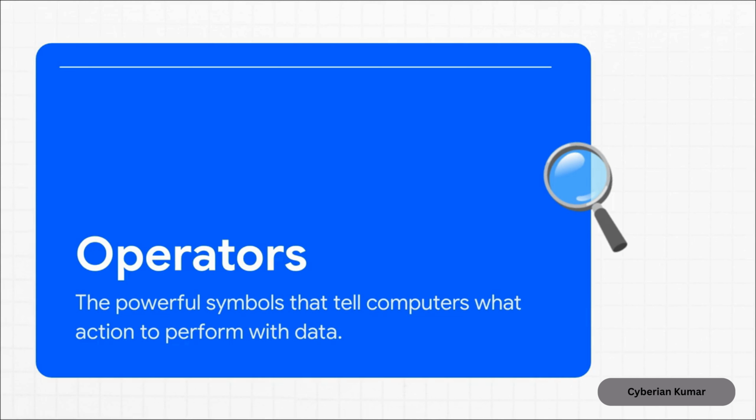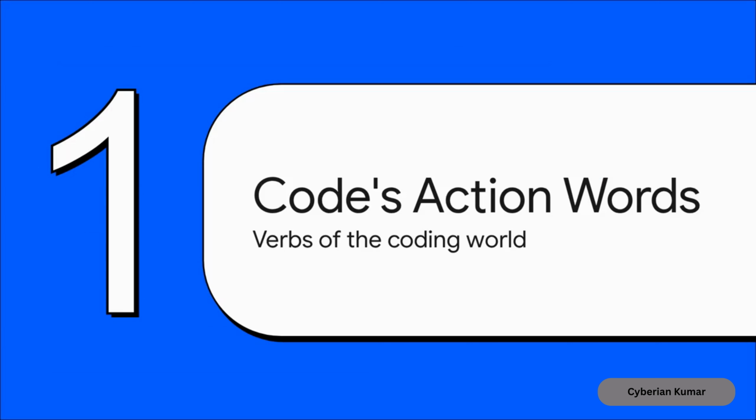These are the symbols, like the plus sign, the minus sign, the equal sign, that are literally the verbs of the programming world. They're the commands that tell the computer what to do. Without them, our code would just be a list of things with no action. So, let's get to know these action words a little bit better, shall we?